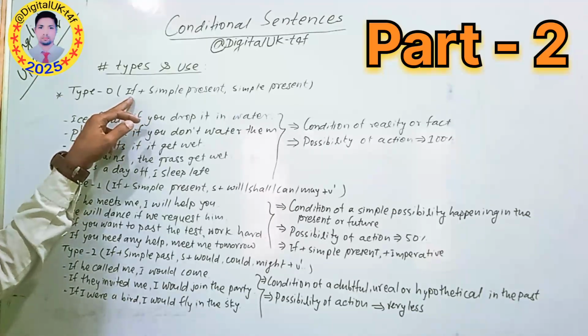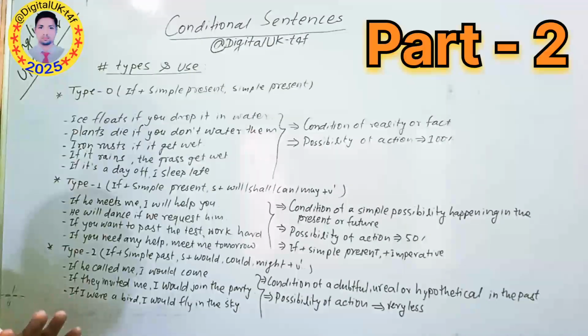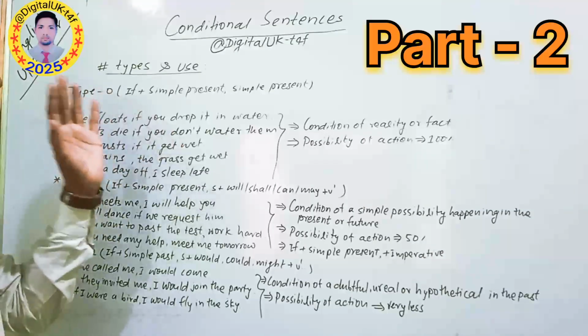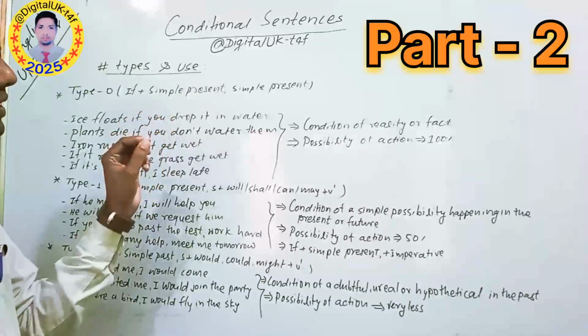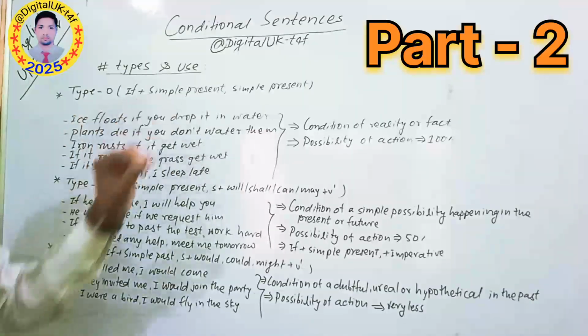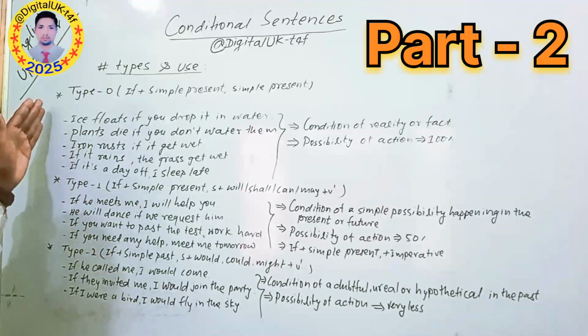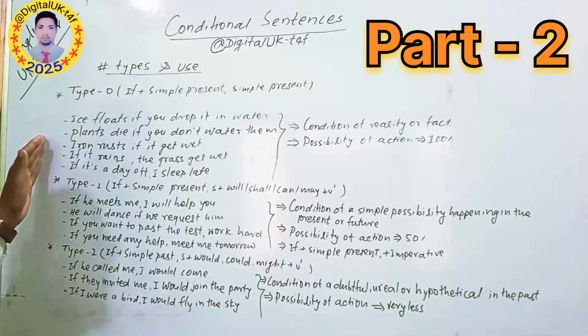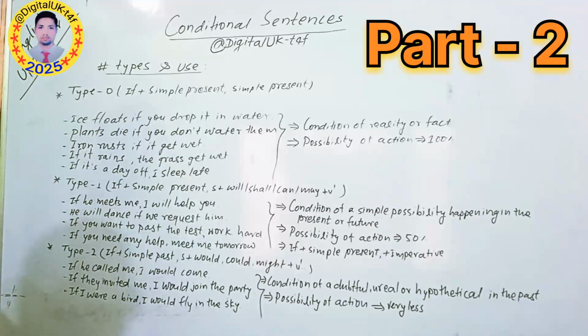We can set up in our mind: if plus simple present, and then simple present. It means you get two clauses in a conditional sentence, and in both clauses, the PC side and the CC side, you get the same tense, that is the simple present tense. These sentences will also make it clear how simple present and simple present appear on both sides.